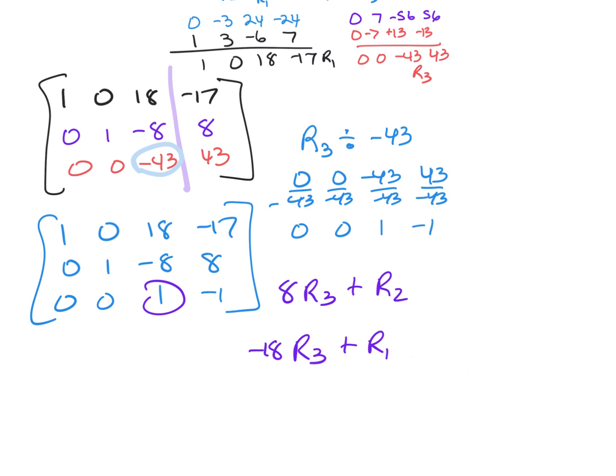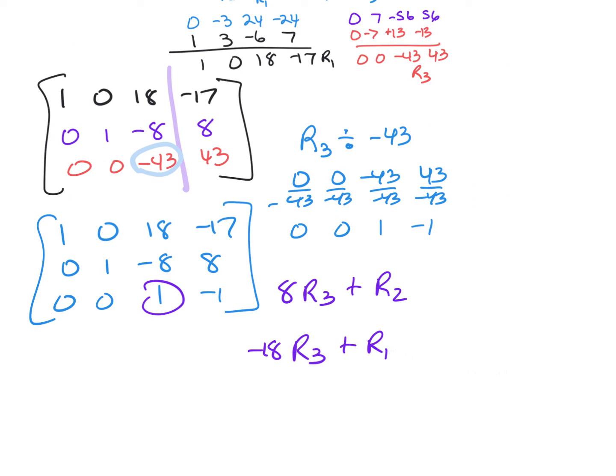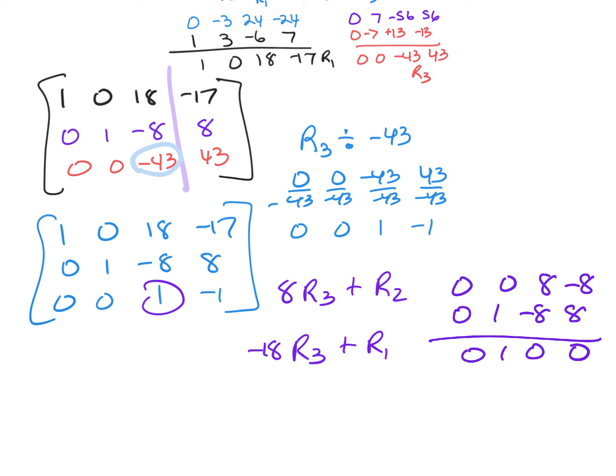All right, so for this one, +8 times row 3 is just 0, 0, 8, -8. And then I'm going to add that to row 2. So the 0, 1, -8, +8, 0, 1, 0, 0. So this is my new row 2.